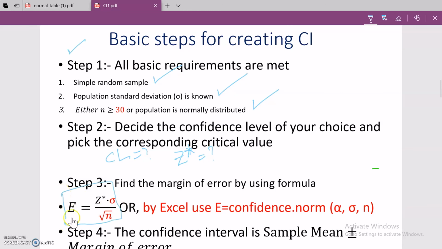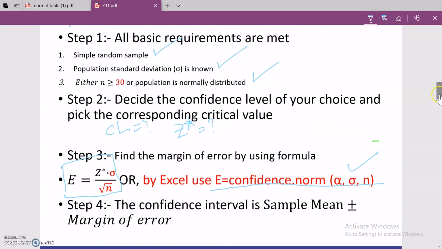If you are not happy with the hand computation, then you can use Microsoft Excel and a formula to find the margin of error. And once you have found the margin of error, the final step is to write the confidence interval. And what is the formula for that? Sample mean plus or minus the margin of error. Or you can write x bar minus E and x bar plus E.